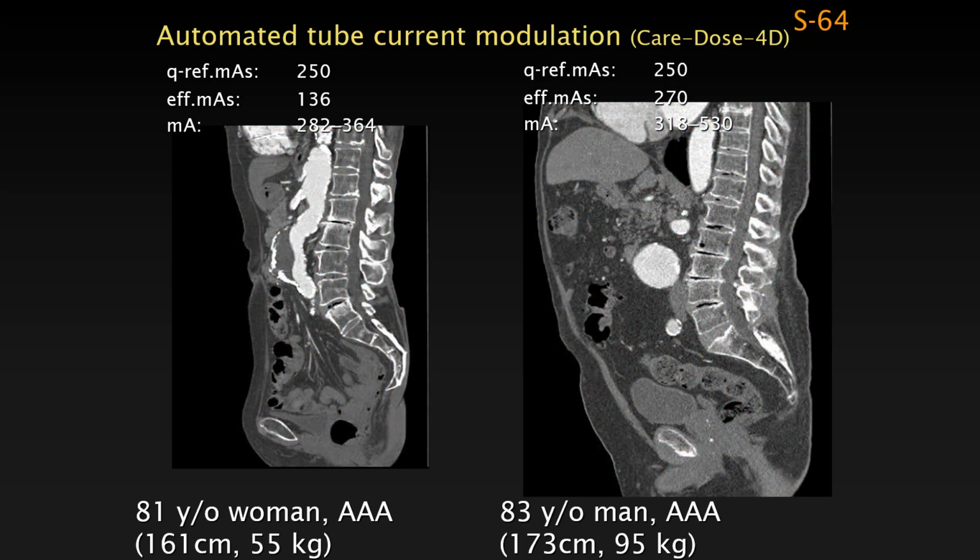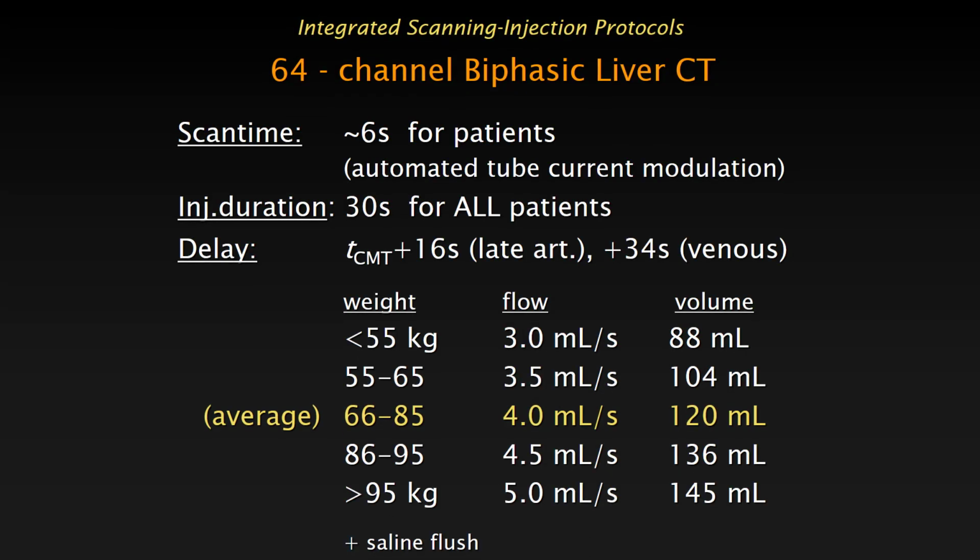Now, the same principle does not only apply for CT angio, but it applies to everything else. So if you think about what the biphasic liver protocol is, essentially, you need a late arterial phase for a liver protocol because you want to see hypervascular liver lesions. Those are essentially acquired 16 seconds after the contrast arrives in the aorta, so it's a late arterial phase. And then you do a portal venous phase about 30 seconds after that. But again, the protocol is the same for everybody.